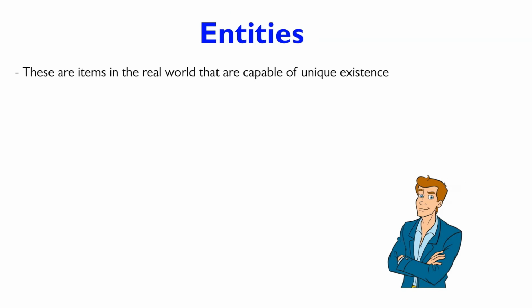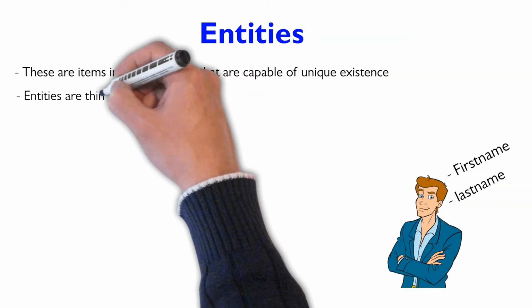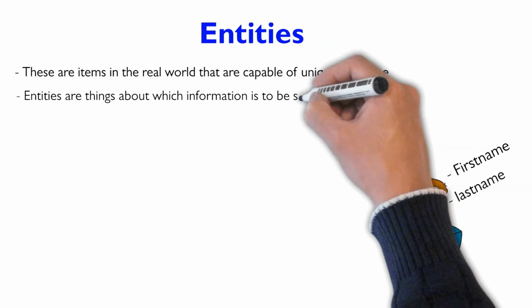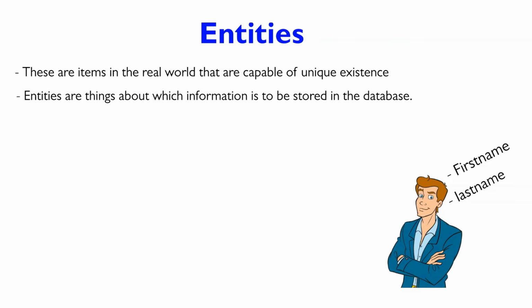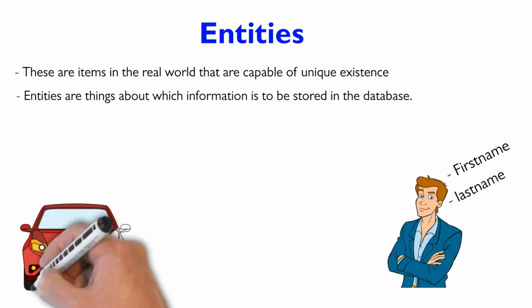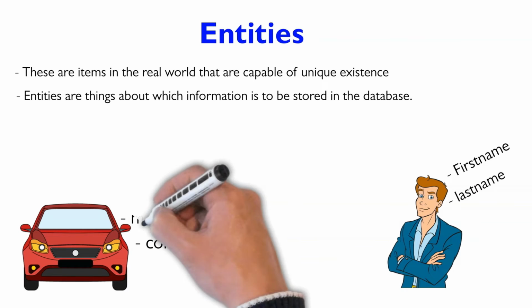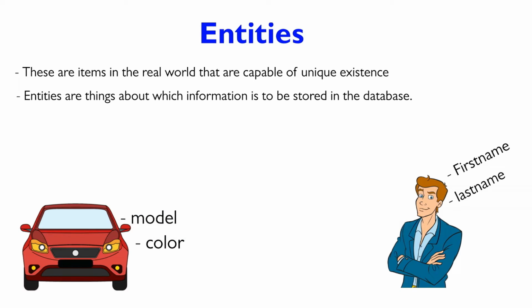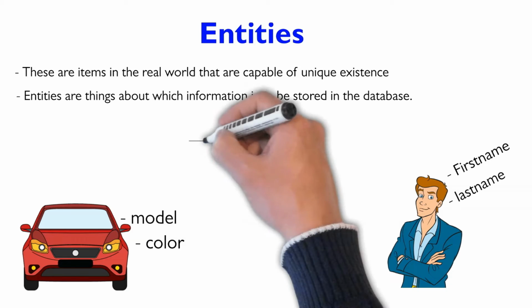So if you think about a person, you can distinguish one person from the other. There will be something that is unique about them, whether their first name, their last name, their ID number, their eye color, there will be something different. You can also think about entities as anything about which information can be stored or recorded in the database. So again, if you think about a car, you can store information about a car in a database. If you think about a school, you can store information about a school in a database.